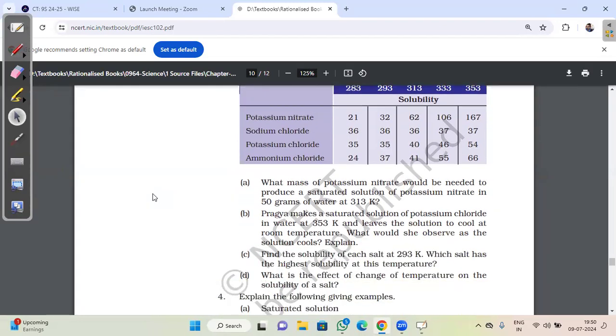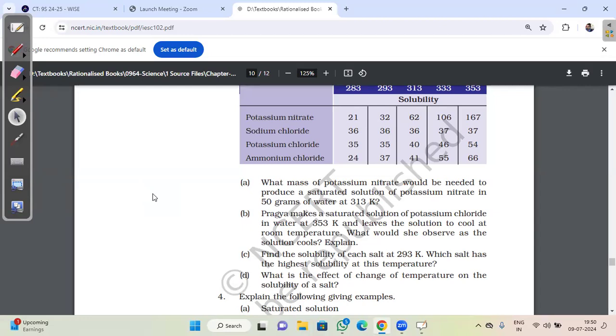The next one: Pragya makes a saturated solution of potassium chloride in water at 353 Kelvin and leaves the solution to cool at room temperature. What would she observe as the solution cools? Explain. So at 353 Kelvin, she is talking about potassium chloride.